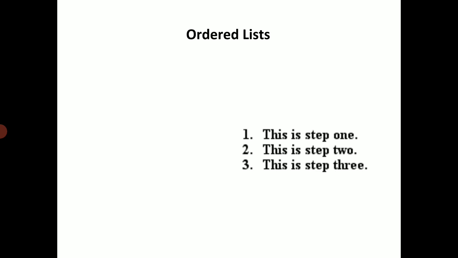Next one is an ordered list. This is an example of an ordered list. Say 1, 2, 3. Okay, these are the list items. So to create an ordered list, we use numbers. That is, an ordered list or a list of numbered items.